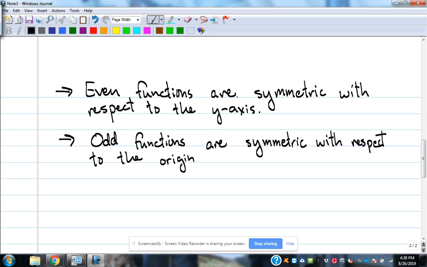And the origin is where the x and the y-axis meet up. And the idea of that is that if something is an odd function, you can fold it across the y-axis and then fold it down across the x-axis. That's symmetry about the origin. You fold it both directions, and it would match up after the second fold. That one's tough to see visually without actually taking a piece of paper and folding it.